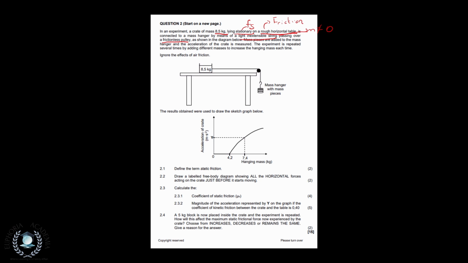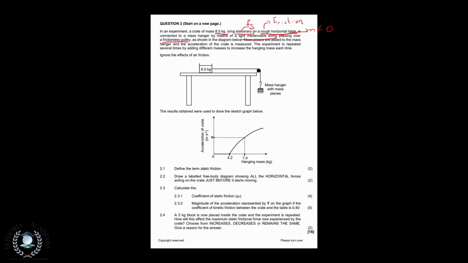As shown in the diagram below, mass pieces are added to the mass hanger and the acceleration of the crate is measured. The experiment is repeated several times by adding different masses to increase the hanging mass each time. Ignore the effects of air friction. They didn't say all frictions, just air friction. All right, so the results obtained give us this graph.